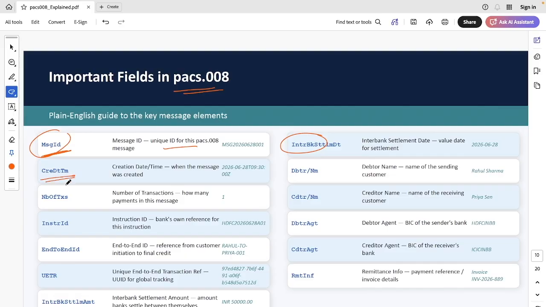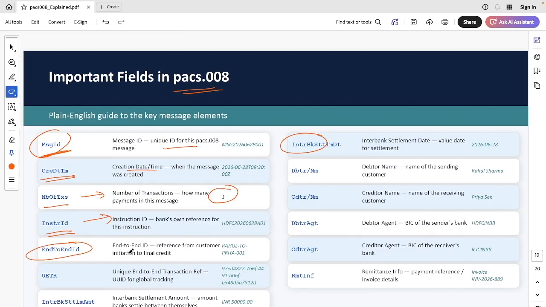Then we have this, which represents the creation date time. It tells us when this payment message was created. Then we have this which represents number of transactions. In the example, it is 1, meaning this message is carrying only one payment transaction. Then we have the instruction ID. This is usually the bank's own reference for the payment instruction. Then we come to a very important field, which is EndToEndId.